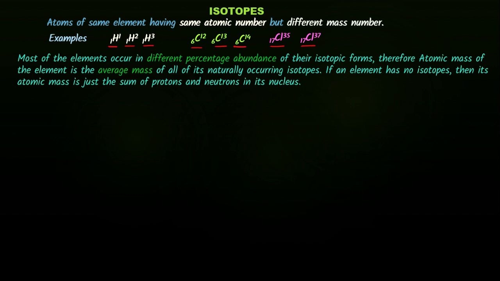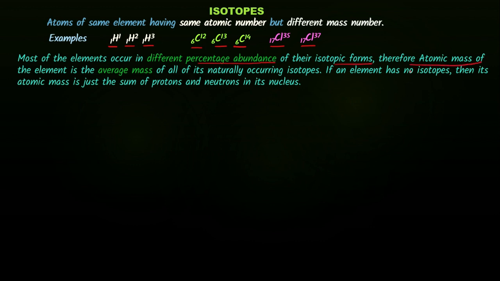Now one more thing about isotopes is that different isotopes exist in different percentages in this universe. That percentage in which an isotope exists in this universe is called percentage abundance. Most of the elements occur in different percentage abundance of their isotopic forms.